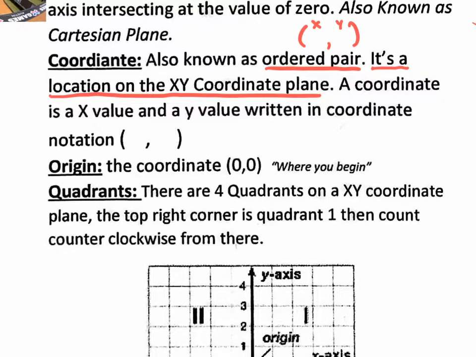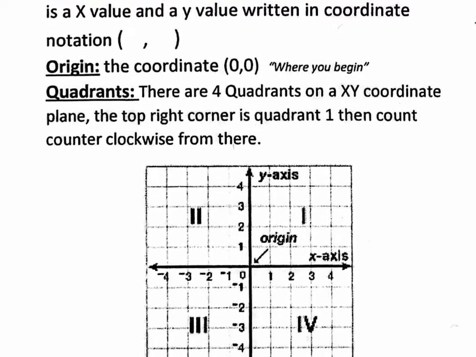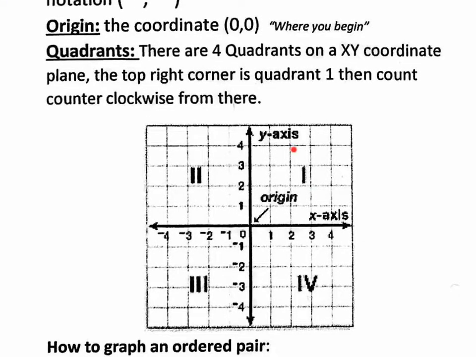Okay, so we already know that this is our xy plane, right? You have your x number line that's horizontal. You have your y number line that's vertical. It's easy to remember because y points to the sky, right? What else? We also need to learn about quadrants. There are 4 quadrants in any xy plane.